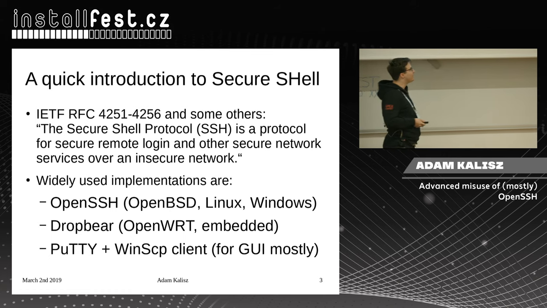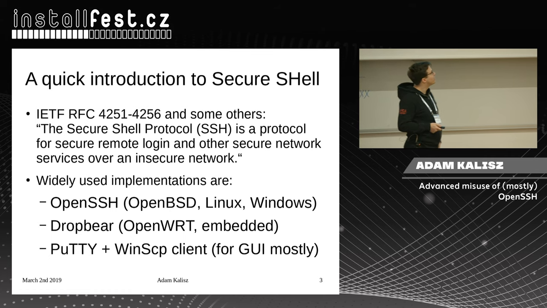Some of the widely used implementations are OpenSSH from the OpenBSD project. This implementation works on mostly anything. Microsoft even ported it to Windows, and they ship it in Windows and Windows Server at this point. So many of those features I will present you, you can use also on Windows out of the box. There is Dropbear that is used mostly on embedded platforms, where a very small binary is needed, and this provides you with most of the options, but it has some differences. And of course, if you like GUIs, if you are mostly on Windows, you probably know PuTTY and WinSCP.